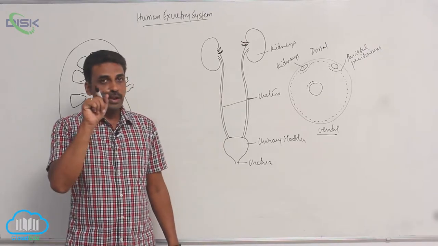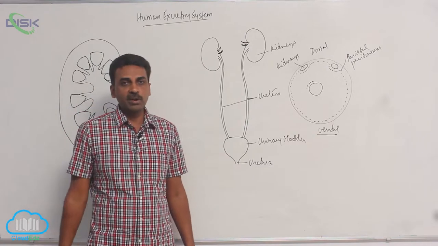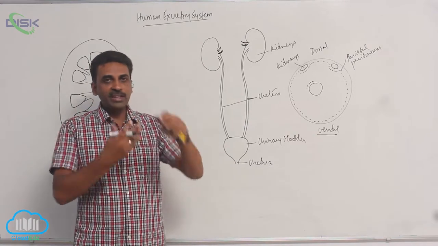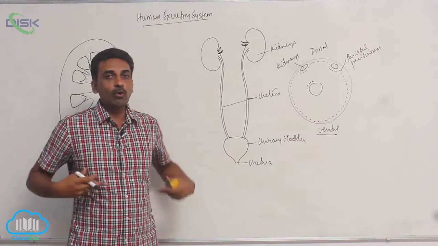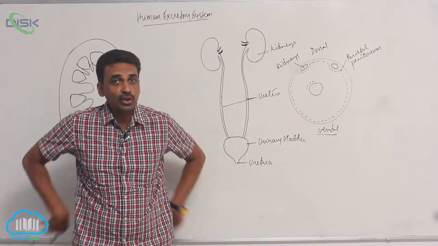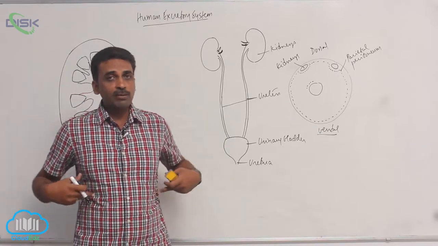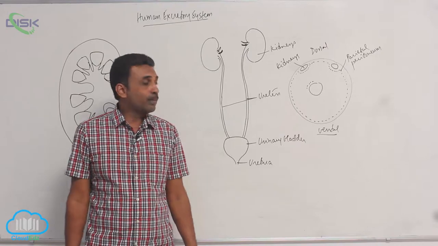So the kidneys lie between the last thoracic vertebra and the third lumbar vertebra. In the lumbar region, 5 vertebrae are present. In between that, you can see the kidneys are partially overlapped by the last two ribs and attached to the dorsal body wall, partially overlapped by the last two pairs of ribs.